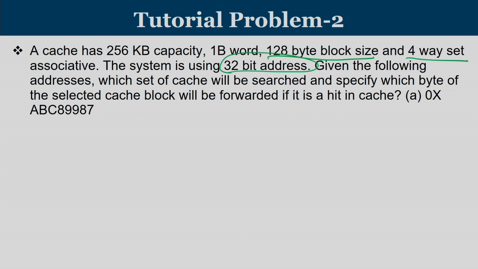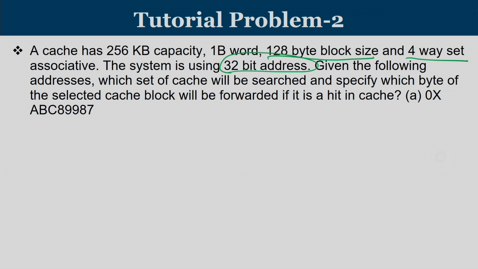So, you are given the specifications of the cache memory. Now, an address is given. From the address, we find out what is the index to be searched. Go to that corresponding index and then perform a tag comparison. If it is a hit, you have to return one particular word. Here one word is 1 byte. So, the question is which set is searched, and if it is a hit, which byte is returned.